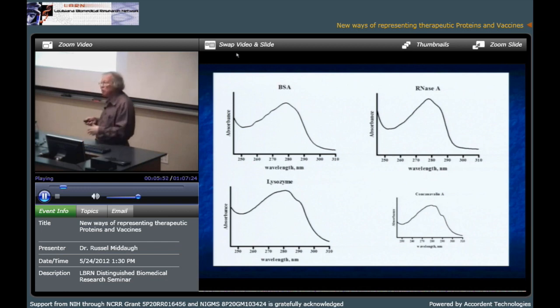So here are some ultraviolet absorption spectra of proteins. And I guess all those things flying around there, I'm not doing that, am I? I hope.